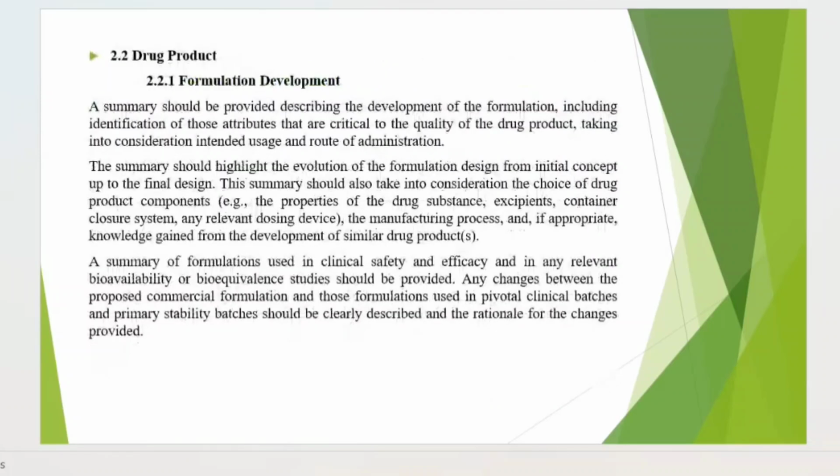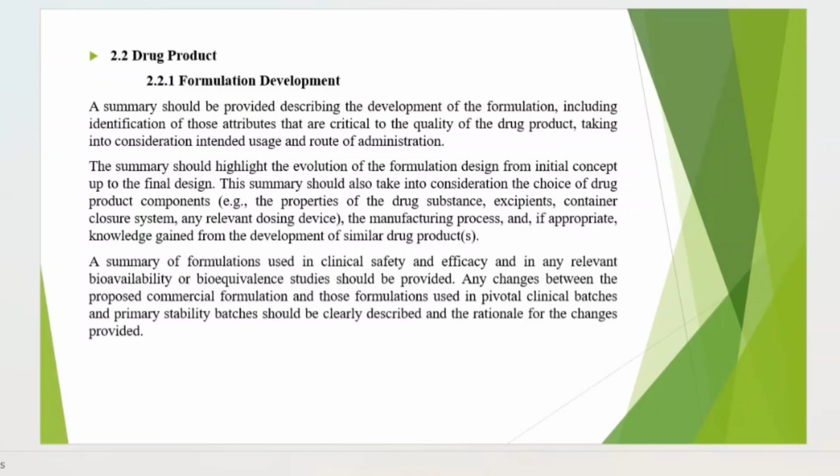Next is drug product formulation development. A summary should be provided describing the development of the formulation, including identification of those attributes that are critical to the quality of the drug product, taking into consideration intended usage and route of administration. So here again we need to discuss what are the critical quality attributes of the drug product. That needs to be discussed here.